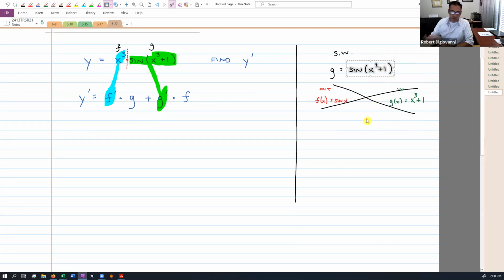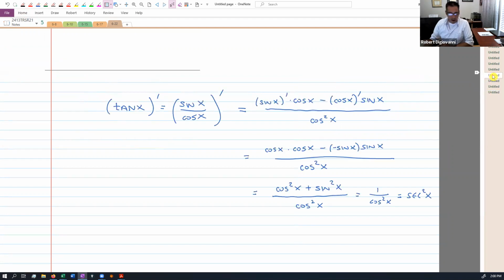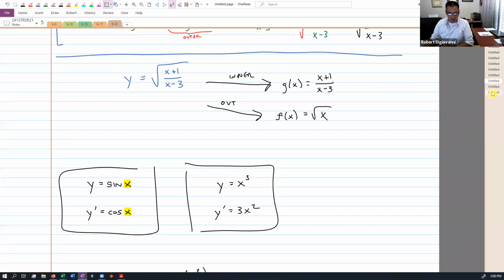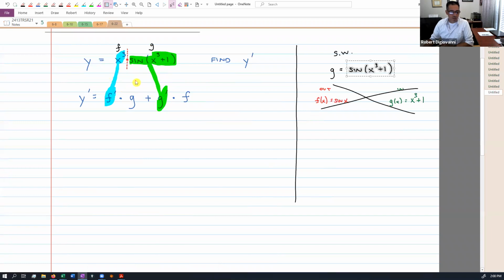If I go to a Cal 2 student right now and ask them to do this problem, they're not going to write anything down but the answer. They're not going to write down inner and outer and this and that. They're going to do it all mentally. It's going to be a mental computation. So that's where we want to get to.